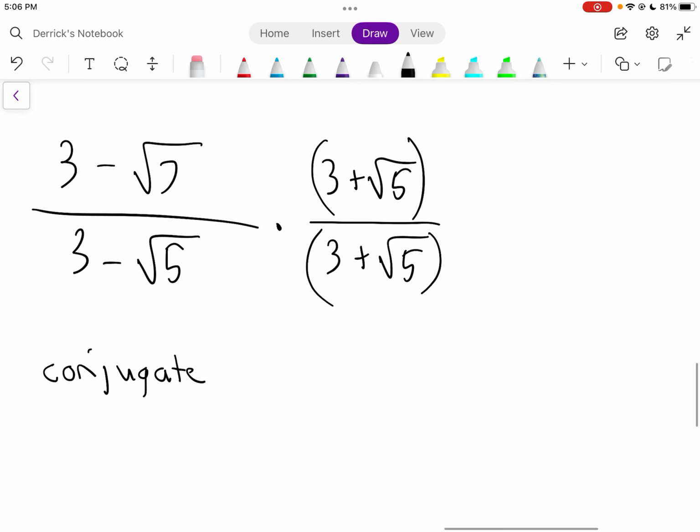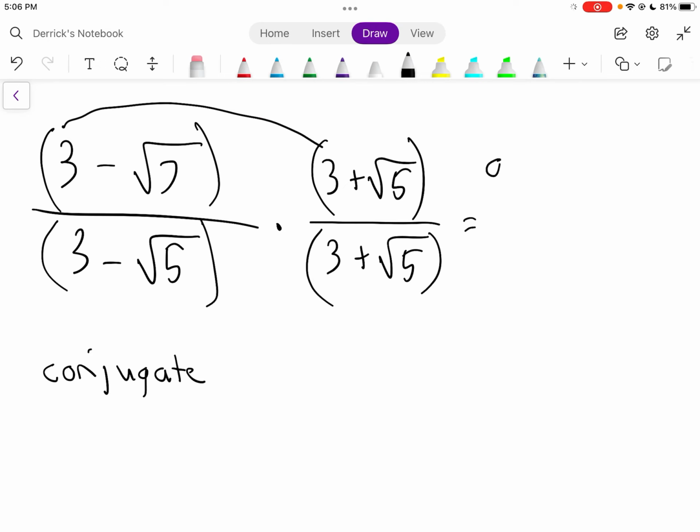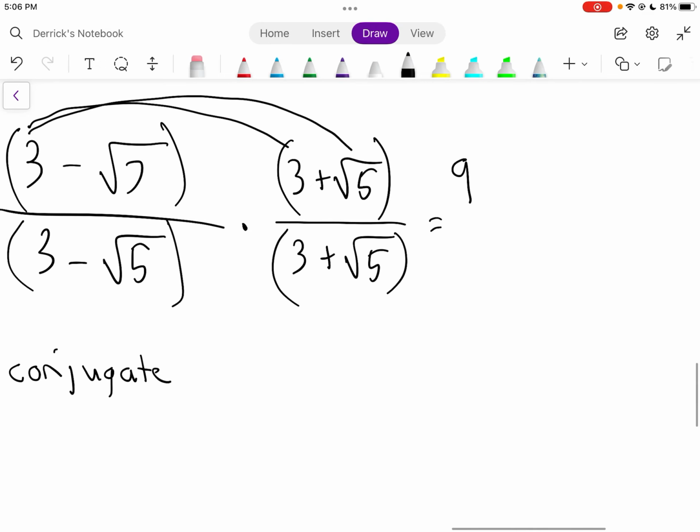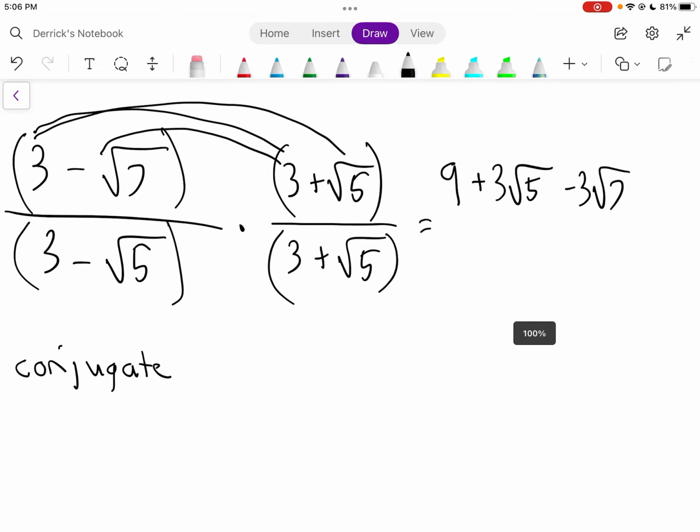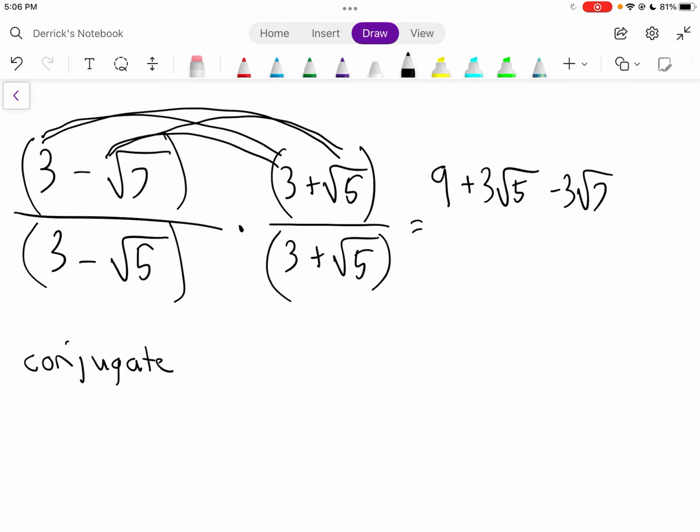So what it looks like we have here are two foiling problems. We need to FOIL the numerators and FOIL the denominators. So I'll start with the numerators. 3 times 3 would give us 9. 3 times the square root of 5 would give us 3 square root of 5. The negative square root of 7 times 3 would be negative 3 square root of 7. And last but not least, the negative square root of 7 times the positive square root of 5. First off, a negative times a positive is a negative. 7 times 5 is 35. So we'd have the square root of 35.